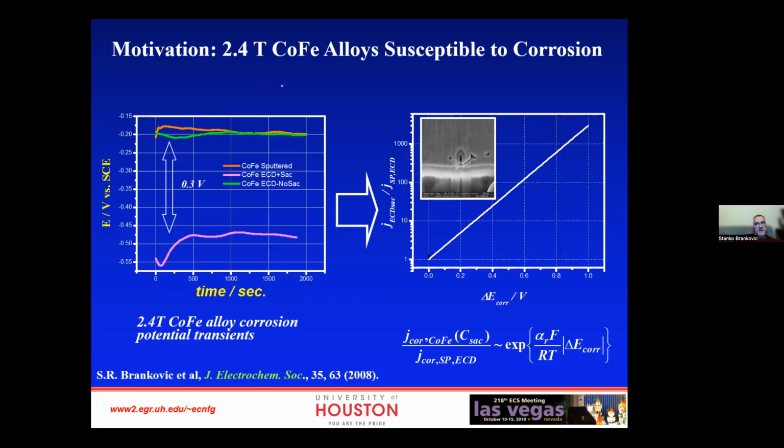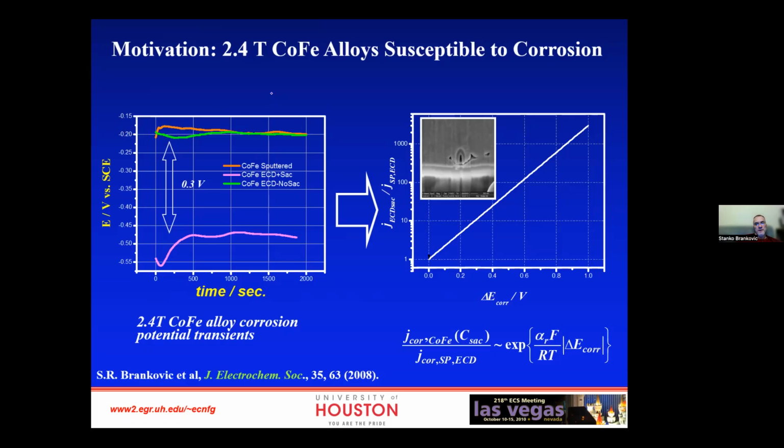The trilemma exists because whatever additives do to help you with magnetic properties, they do not help you with corrosion resistance. Now, why is that? Here's an example. These are corrosion potential measurements of cobalt iron alloys, which are sputtered and deposited without any additive in the solution. You can see the corrosion potential is quite high, about minus 0.2.